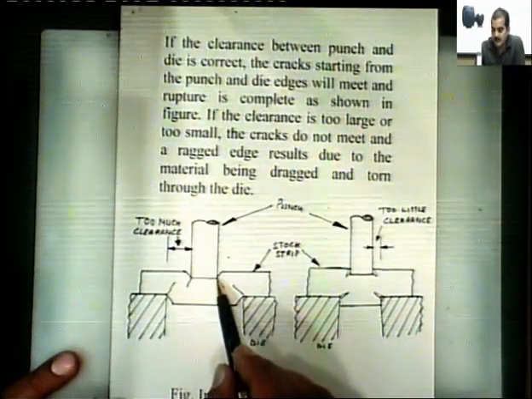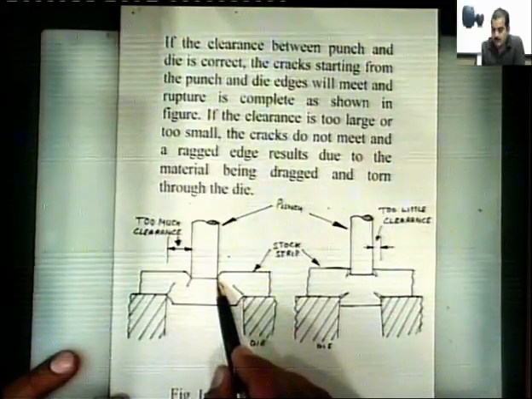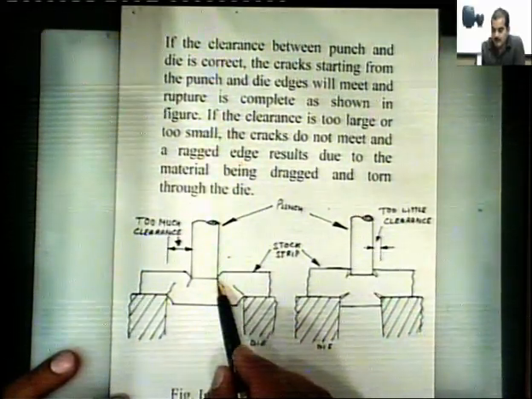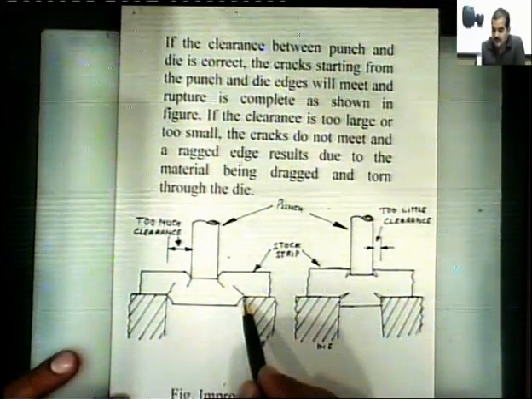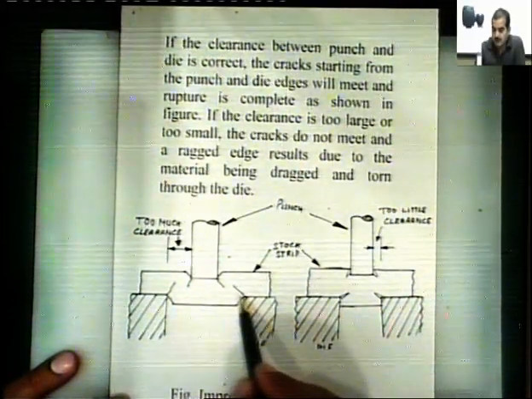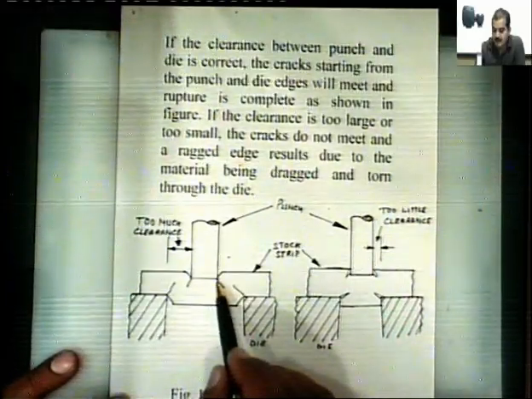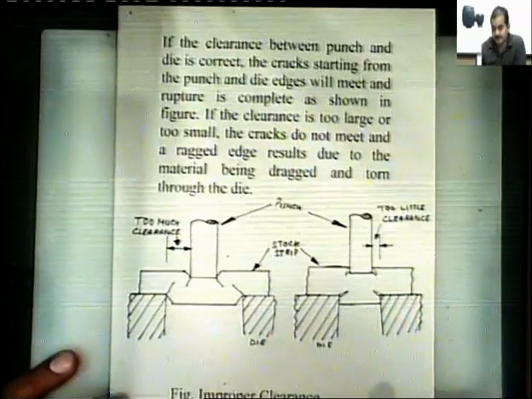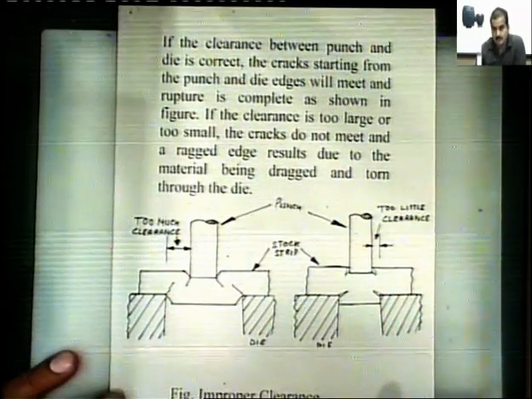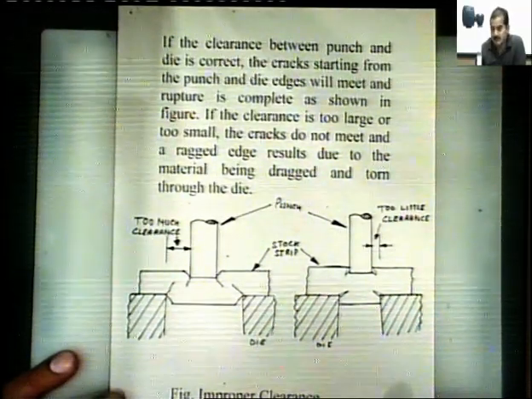Similarly, cracks starting from the bottom of the punch may not meet a crack which starts from the cutting edge. So, it goes like this and this crack goes like this. These cracks do not meet. So, in this case fracture is not completed.